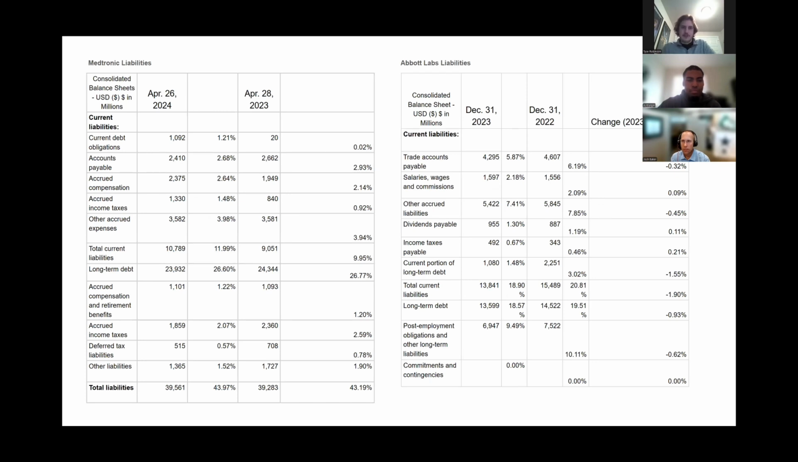Medtronic's current liabilities and Abbott's liabilities are pretty equal. They're both pretty descriptive. From the looks of it, Abbott has a little more dollars going through long-term debt. Medtronic actually has more, with about 23 billion compared to Abbott Labs' 13 billion in 2023. Total liabilities, Medtronic had a section for total liabilities while Abbott Labs didn't. That was really interesting to me while we were going through this, but they do all lay out their current liabilities pretty well.